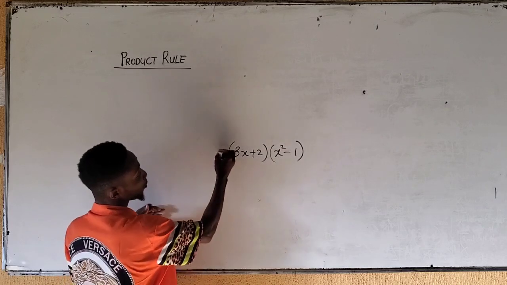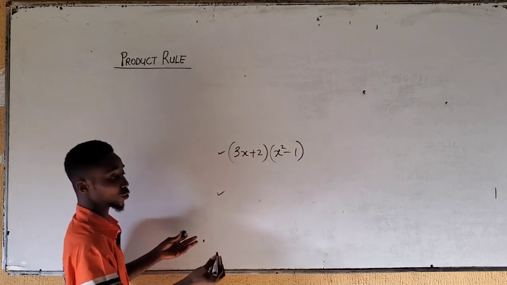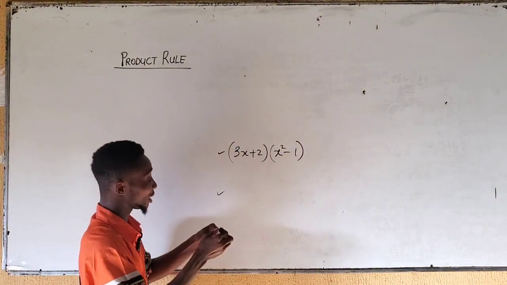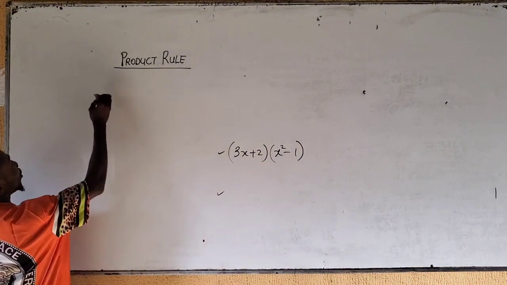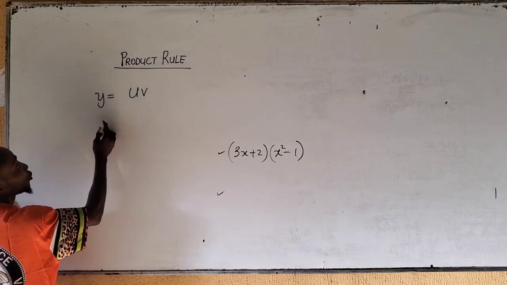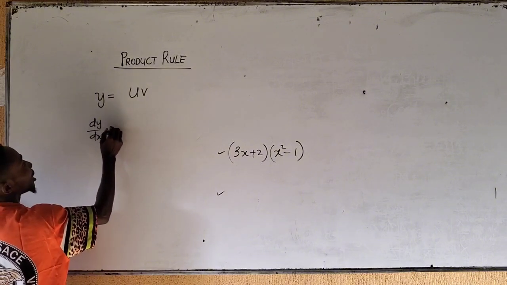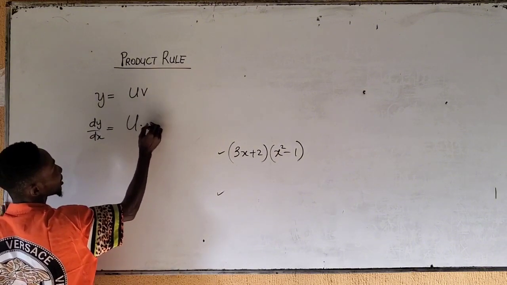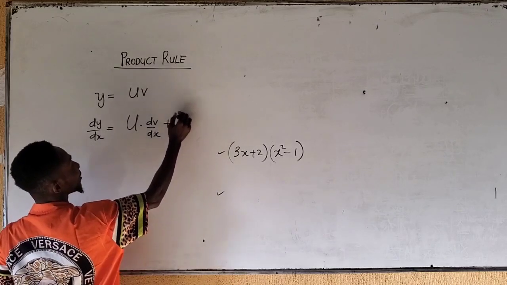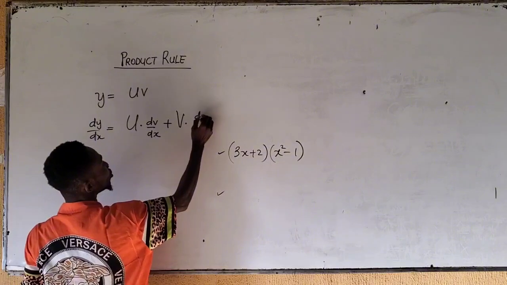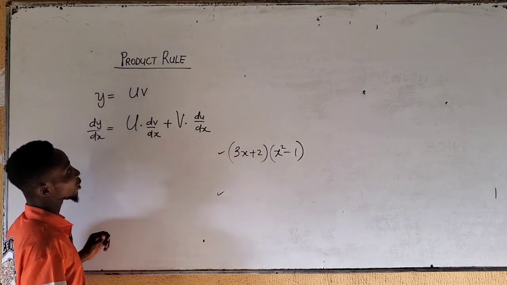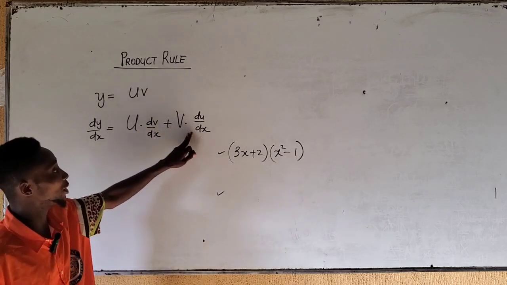Then when we get to composite rule or chain rule, or called function of function, that is a function carrying another function. Then quotient rule, when two numbers are dividing themselves. So if y is given as u times v, the formula for product rule says dy/dx is u times dv with respect to x plus v times du with respect to x. So u dv plus v du.